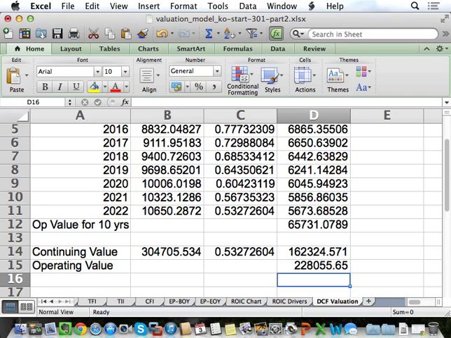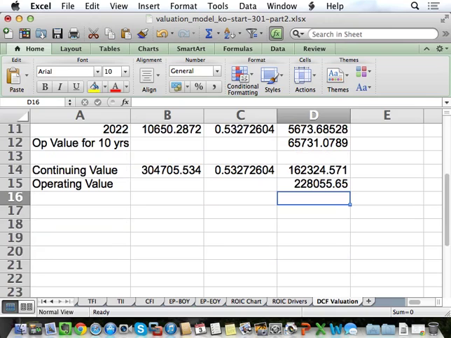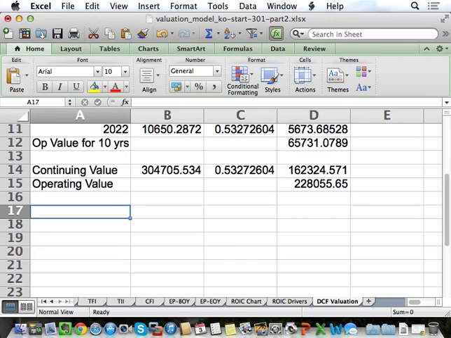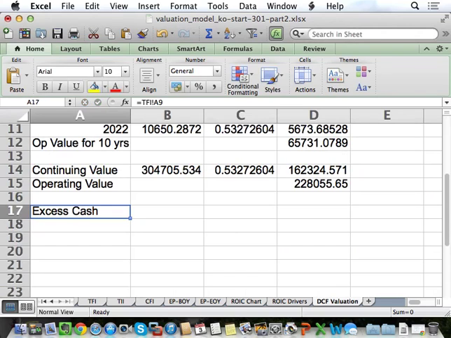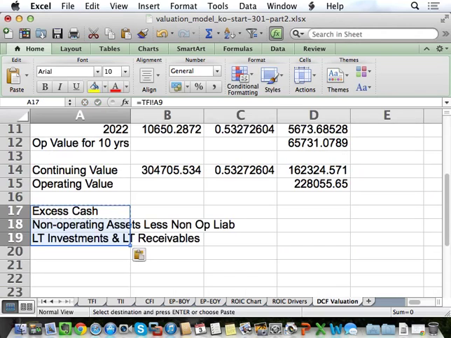Right? So remember, if you go back to our valuation methodology, we're going to take the operating value and then we're going to add into that the non-operating values. Okay? So now we need the non-operating value of Coke. Well, the nice thing about that is we've identified the non-operating assets on our TFI when we rearranged it. So if I go to my TFI, we can see that we already listed 3 non-operating values: excess cash, non-operating assets, net of non-operating liabilities, and long-term investments. So those are the 3 non-operating assets that we have to value.